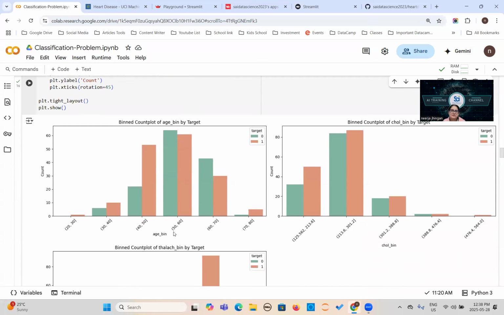It is telling you that if the age is between 50 and 60, there are high chances of the patient having a heart disease or not. If the age is between 72 and 80, there are fewer chances of heart disease and high chances of no heart disease. So this is more clear, right?